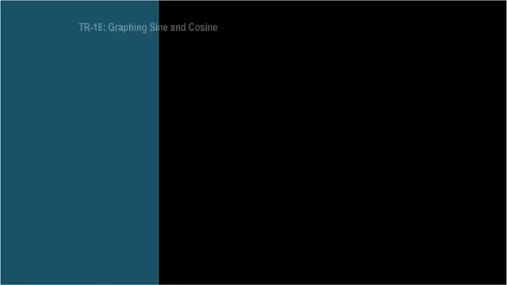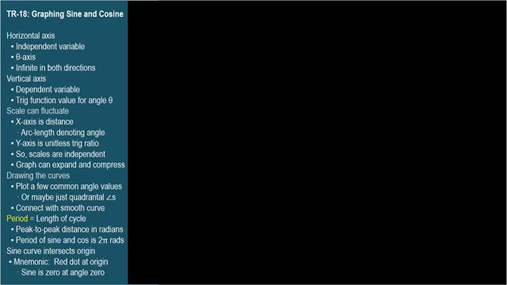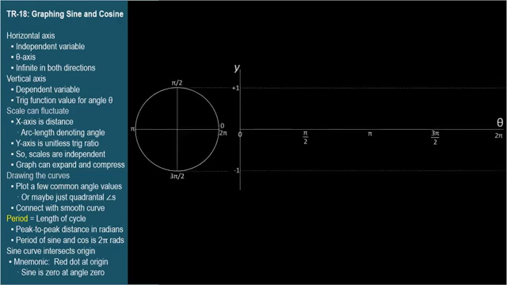As an angle changes, its sine and cosine change as a result. We can graph the trig functions by considering the angle theta as the independent variable along the horizontal axis, and the corresponding values of the trig function as the dependent variable along the y-axis. In this video, we'll graph the sine and cosine functions.